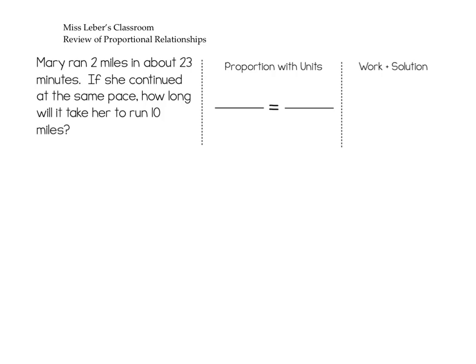So if I take a look at this word problem here, it says that Mary ran 2 miles in about 23 minutes. So again, I see I've got two different quantities. I've got miles and I've got minutes. Then I see if she continued at the same pace, how long will it take for her to run 10 miles? Again, I see I've got miles and minutes, and then it's asking me how long. So I'm trying to figure out how long that is.